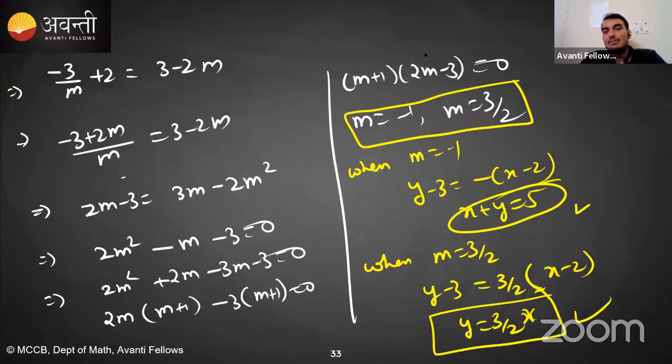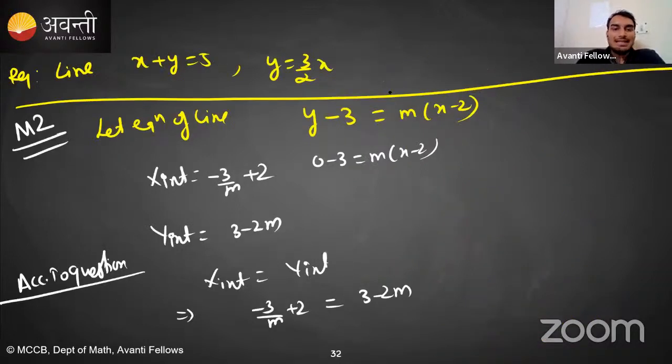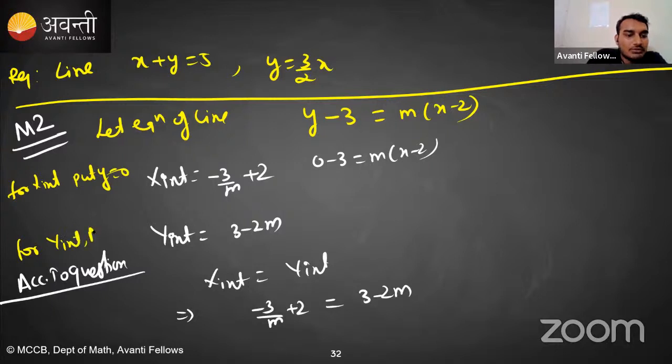मैंने क्या बोला कि let the line is passing through 2,3, so let's assume that the line has slope m. So equation of line लिख दी, slope m and point is given 2,3. What is the equation? y minus 3 is equal to slope times x minus 2. So now this line is given, what is the x intercept? For x intercept put y equal to 0, for y intercept put x equal to 0. तो यहाँ से हमारे पास x intercept and y intercept आ गए. So now the question is saying that x intercept is equal to y intercept.